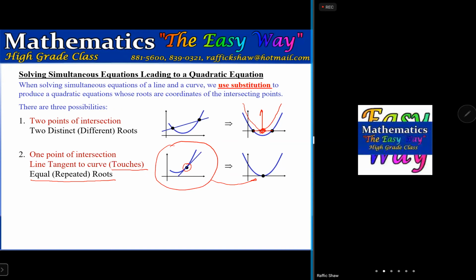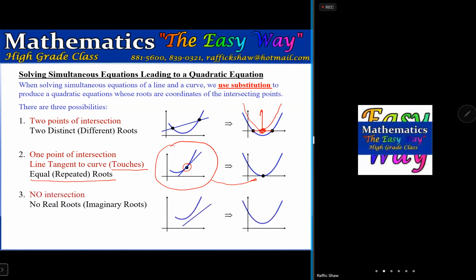The line touches the curve at the one point only. All right, and the other thing that can happen is that the line doesn't touch the curve at all, as we can see right here. The line and the curve are not touching at all.